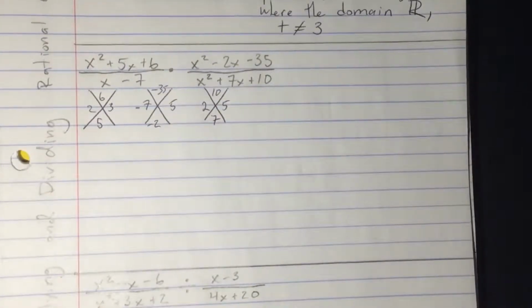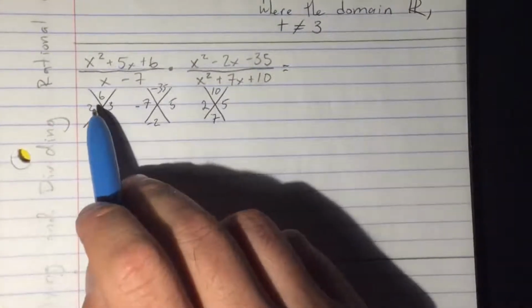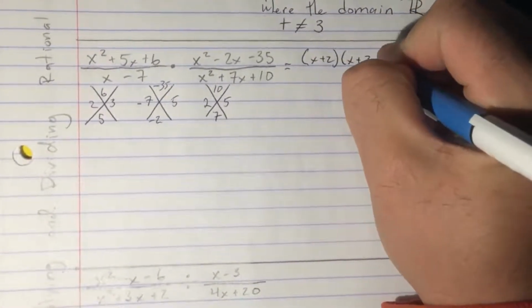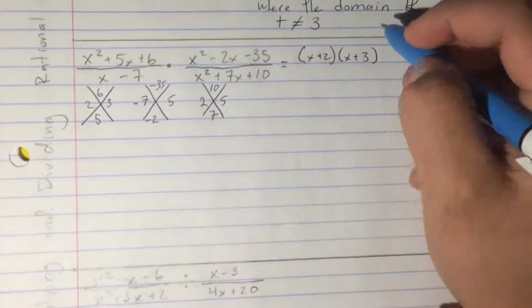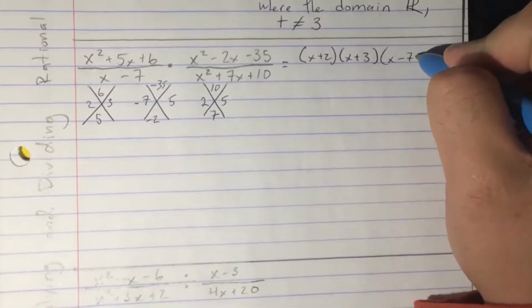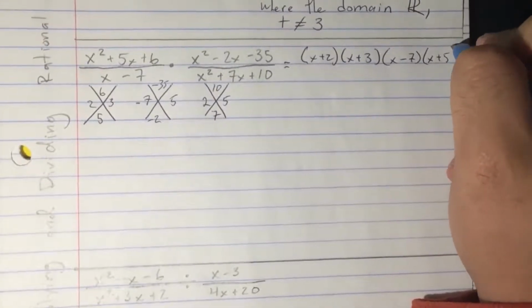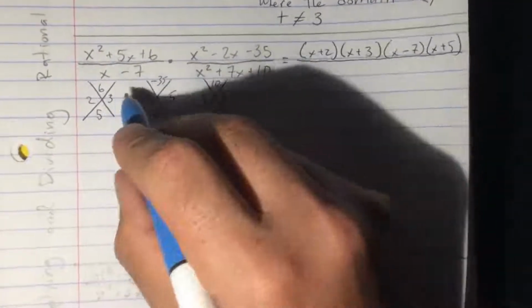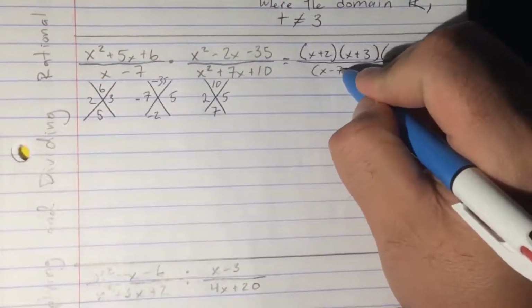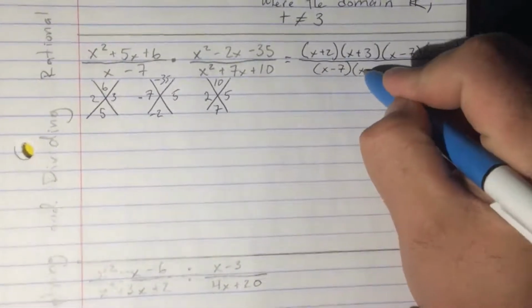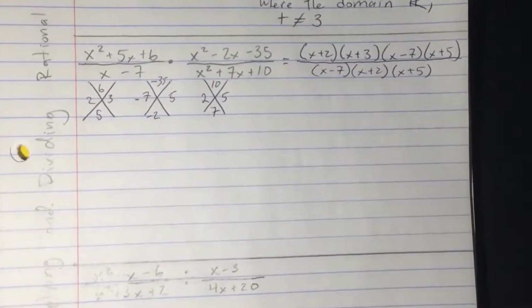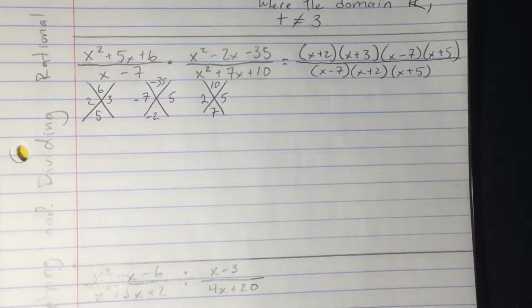All right, so now we're going to multiply across again. We're going to multiply that by that. But this one actually ends up being x plus 2 times x plus 3. This is the 35 one, so this is also x minus 7 times x plus 5. And this is all going to be over, don't forget our x minus 7, x minus 7, and our x plus 2 and our x plus 5. We got a lot of things in common in this one. So let's just go ahead and start.